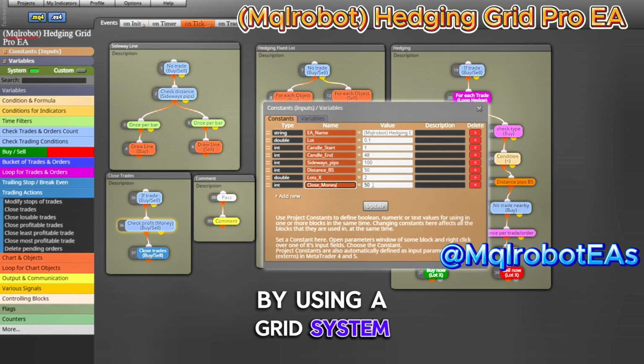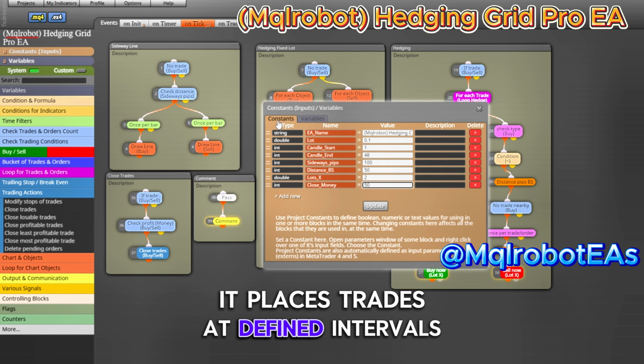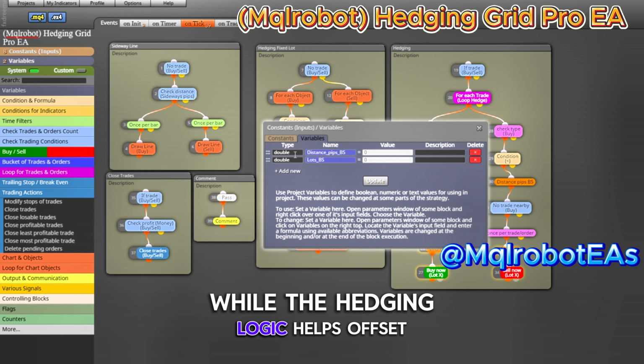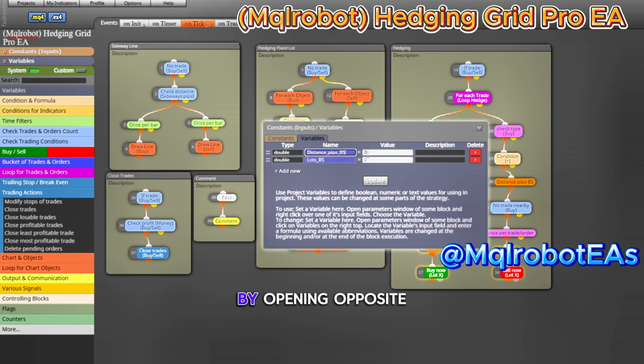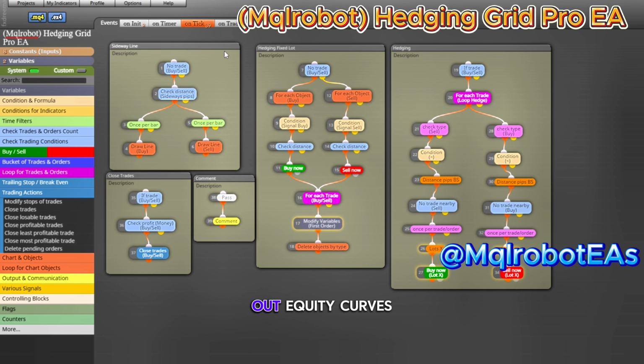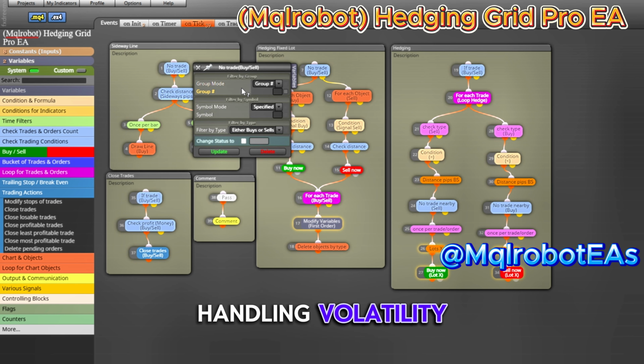By using a grid system, it places trades at defined intervals, while the hedging logic helps offset losses by opening opposite positions when market conditions shift. This dual-layer approach helps smooth out equity curves and provides a structured method of handling volatility.